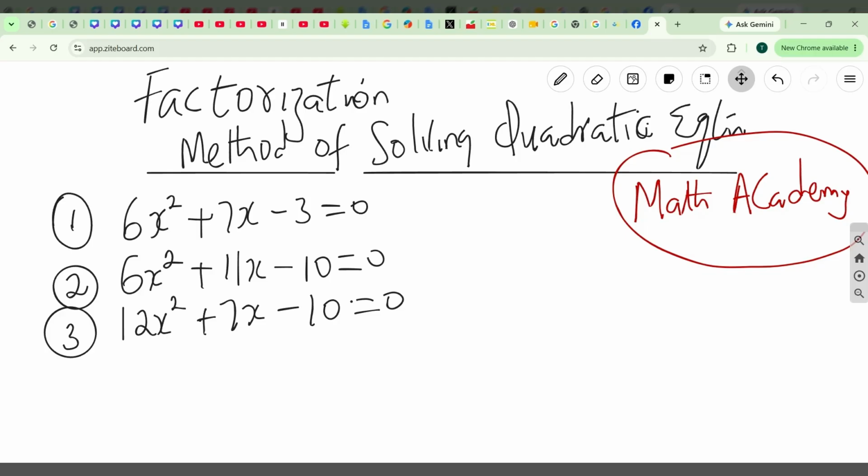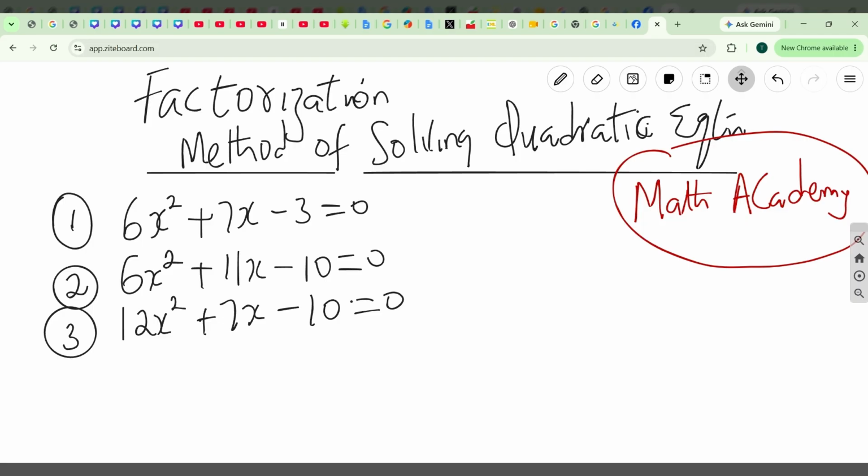Today we want to be solving quadratic equations using the factorization method. I understand you must know how to use the factorization method to solve quadratic equations. But the challenging part in using the factorization method is finding the two numbers.